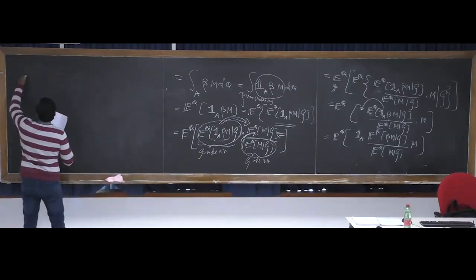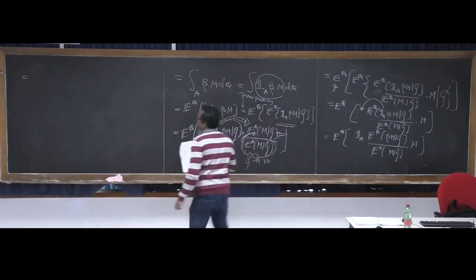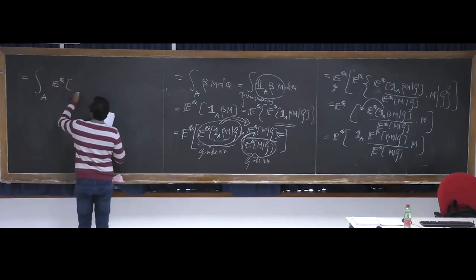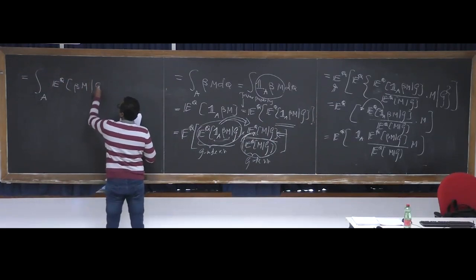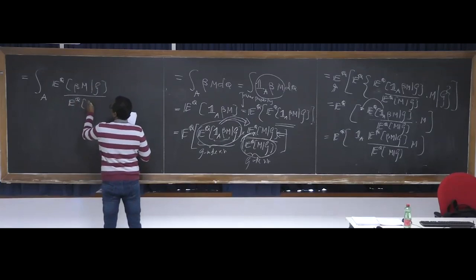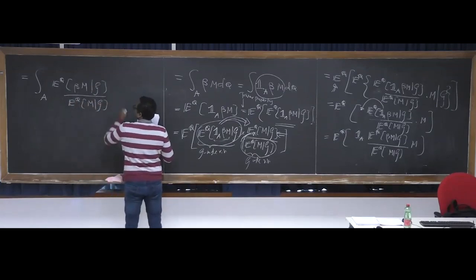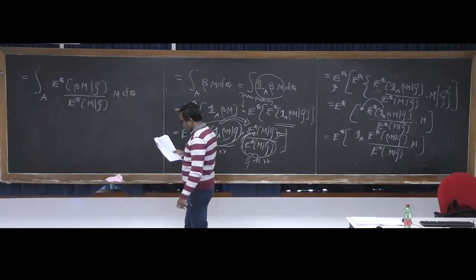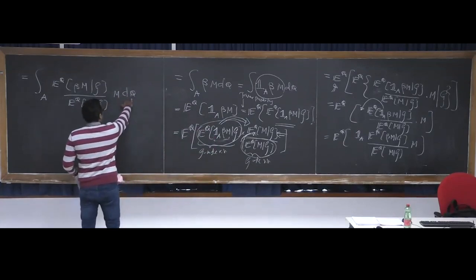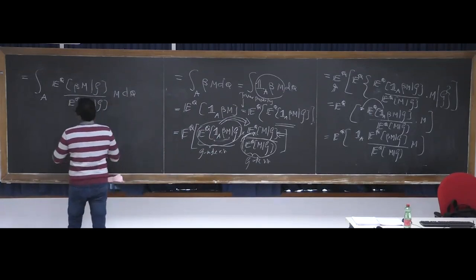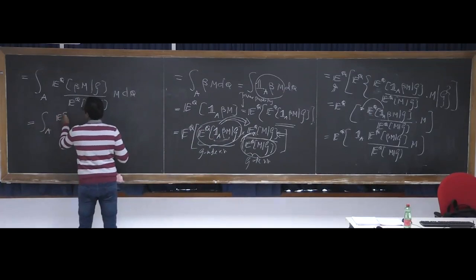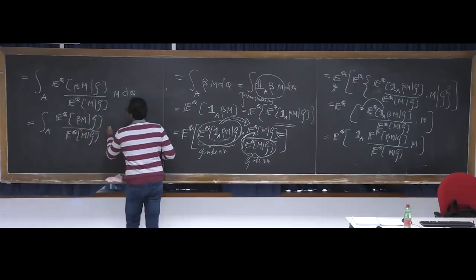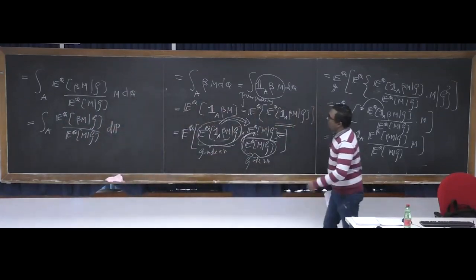So now this expectation is nothing but the integral over set A of the conditional expectation of beta times M with respect to G over the conditional expectation with respect to Q of M given G, with respect to probability measure Q, right? So from the derivative, since M is the Radon-Nikodym derivative, we can re-express this integral as, right? Good.